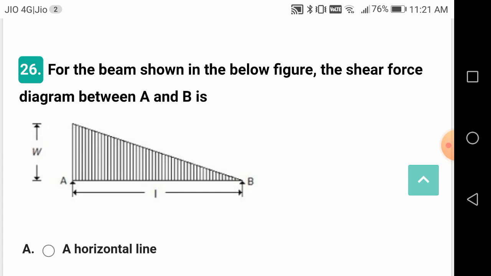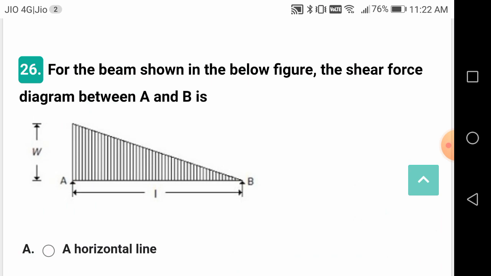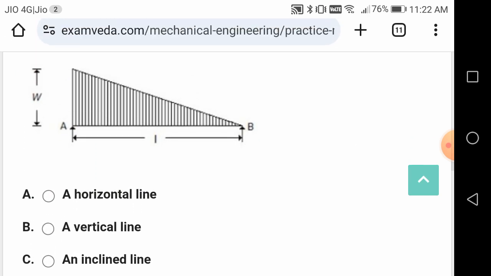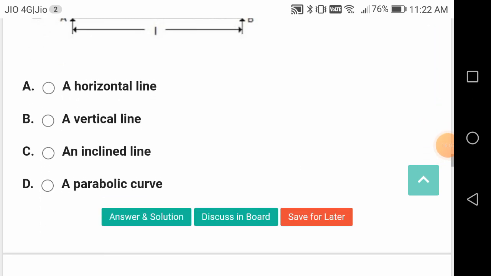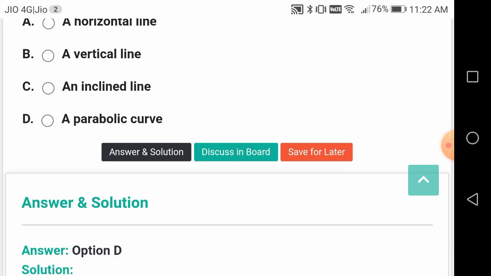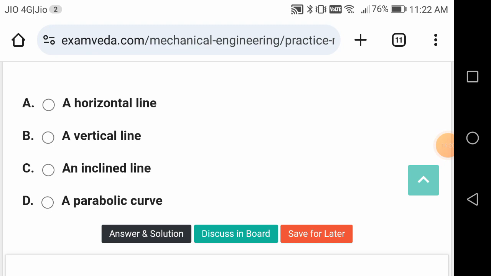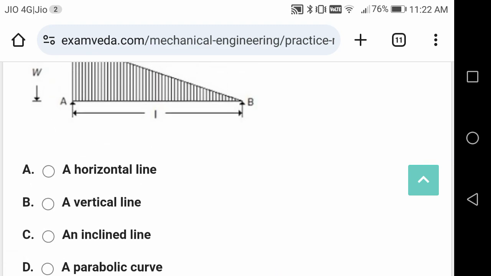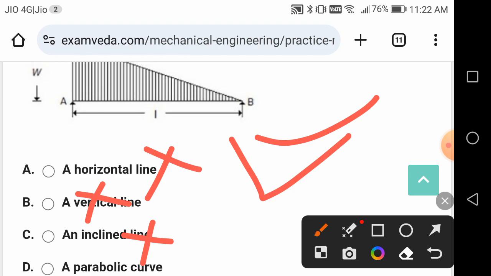For the beam shown in the below figure, the shear force diagram between A and B should be parabolical, friends. It should be parabolical, right? And the bending moment diagram will be cubic in shape. So there is no question of an inclined line, horizontal line or vertical line. No, it is a parabolical shape.